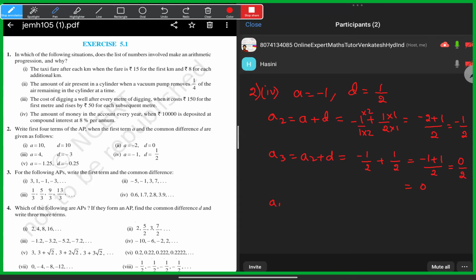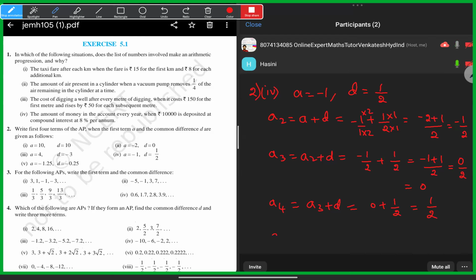Now A4. A4 is nothing but A3 plus common difference. A3 is how much? 0 plus 1 by 2. If you add 0 with anything, you will get that number only, which you are adding. So no need of taking the LCM. Even if you do LCM, you get 0 plus 1 by 2. So the answer is 1 by 2.